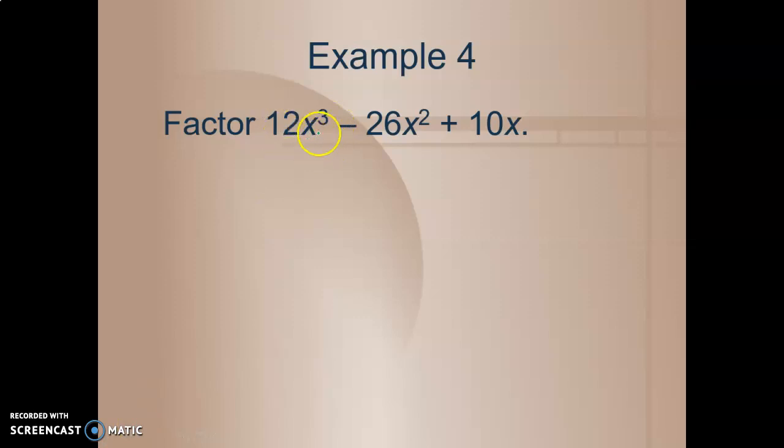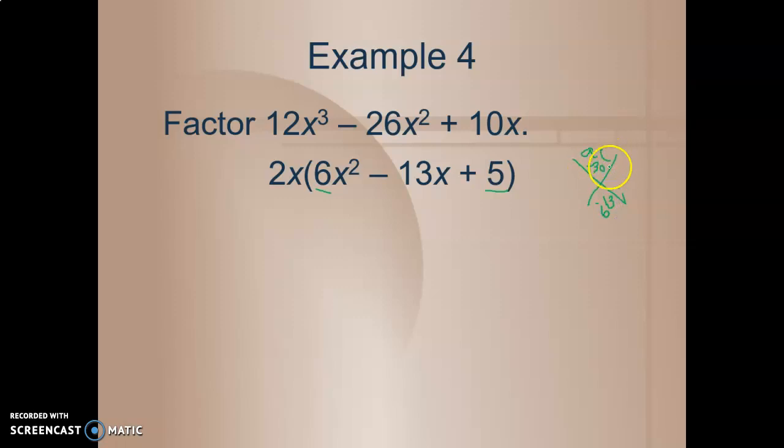So when we look at 12x cubed minus 26x squared plus 10x, each of these has both a factor of 2 and x that we're going to factor out first. That leaves us with 6x squared minus 13x plus 5. Now we can find the factors of a times c, whose sum is b. So we're looking for factors of positive 30 whose sum is negative 13.